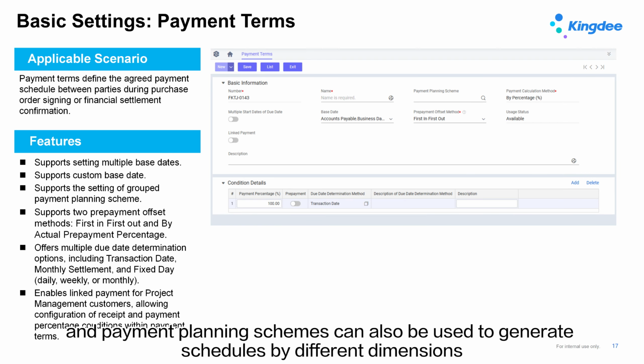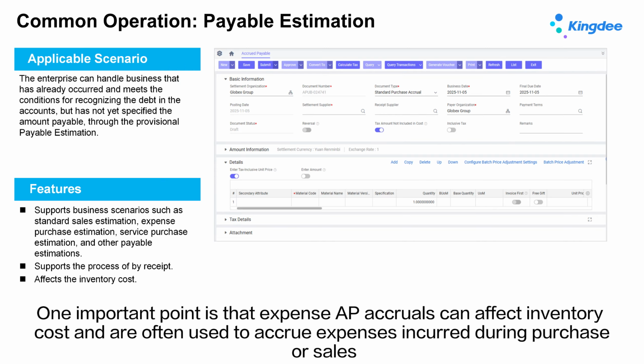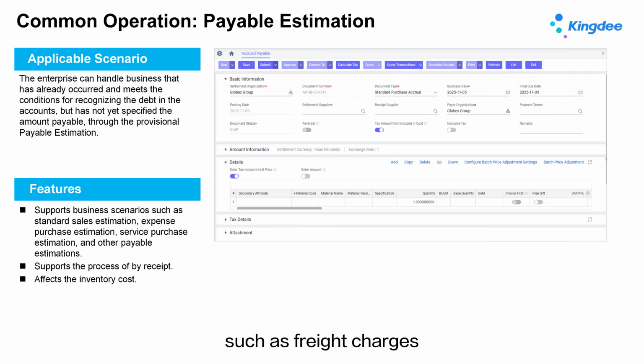If goods are received or accepted before the purchase invoice arrives, accrued payable documents can be used for accounting. The system supports standard purchase accruals, expense purchase accruals, service purchase accruals, expense AP accruals, and other accrual scenarios. One important point is that expense AP accruals can affect inventory cost and are often used to accrue expenses incurred during purchase or sales, such as freight charges.